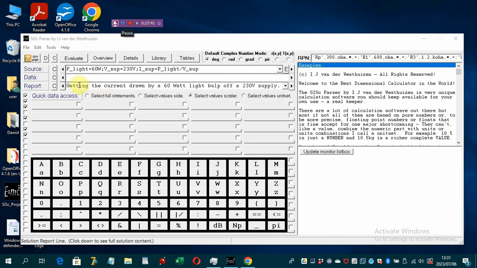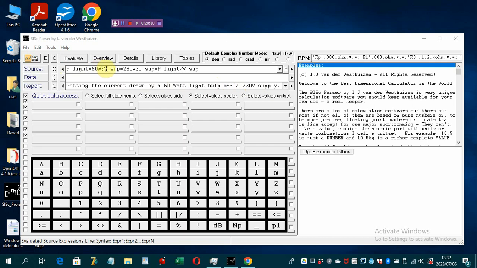Okay, in this example, we want to get the current drawn by a 60 watt light bulb off a standard 230 volt supply. That is the supply voltage here in South Africa. It's 230 volt, 50 hertz. So that is our standard AC supply. So we have a light with a power rating of 60 W, and that's 60 watt.